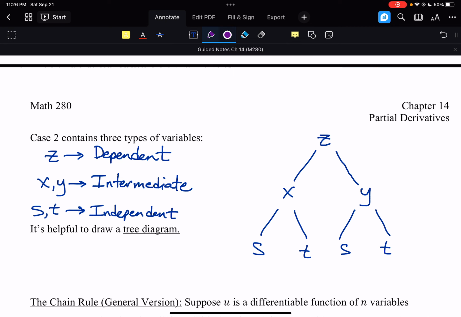Now how this can help us with our formulas is each one of these branches that move down the tree corresponds to a partial derivative that connects the two variables. So this one would be partial z with respect to x. This would be partial z with respect to y. Down here, we get partial x with respect to s, partial x with respect to t, partial y with respect to s, partial y with respect to t.